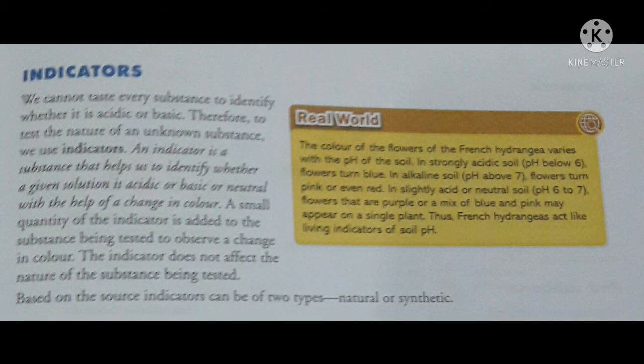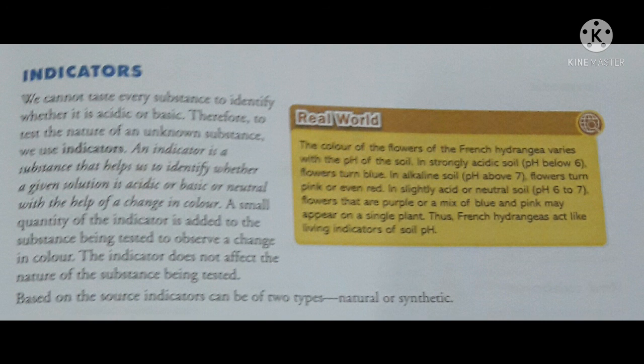Now the next topic is indicators. We can't taste every substance to identify whether it is acidic or basic. Therefore, to test the nature of an unknown substance, we use indicators.